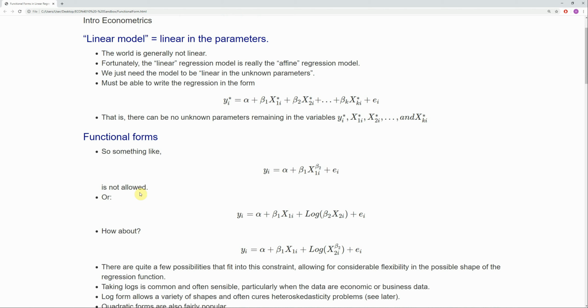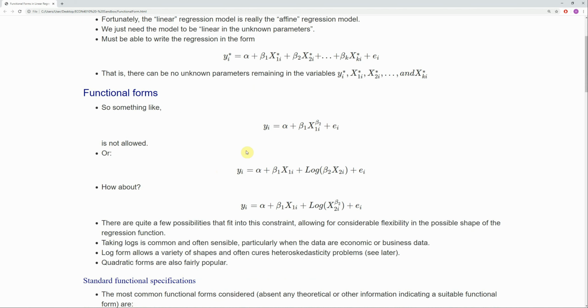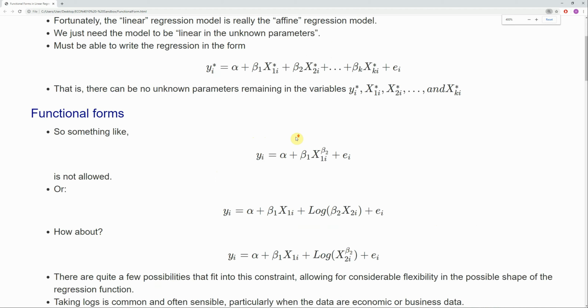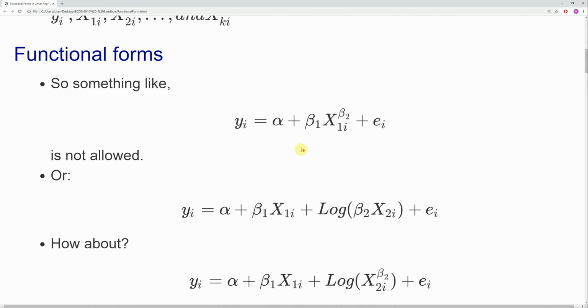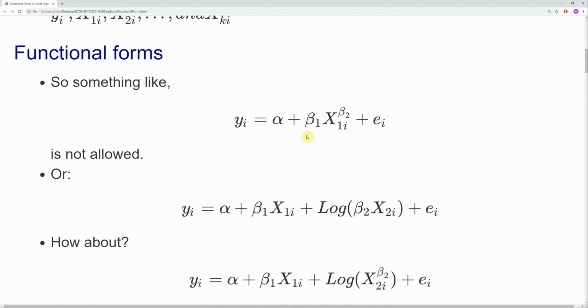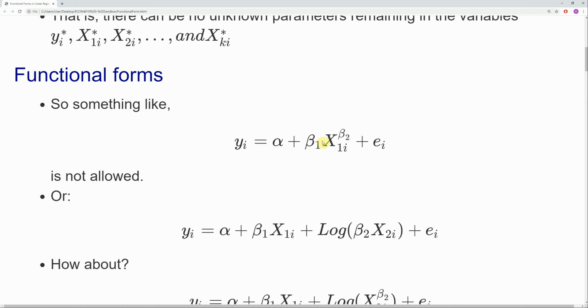So for instance, if you look at something like this formula that we see here, yi equals alpha plus beta 1 x1 to the power of beta 2 plus the error, this is not okay for linear regression, because although alpha and beta 1 are presented in a linear format, beta 2 is in the power, and we cannot have any easy transformation here to make this equation linear in the unknown parameters.